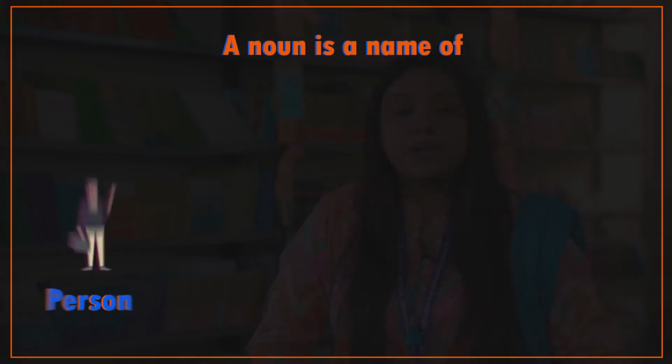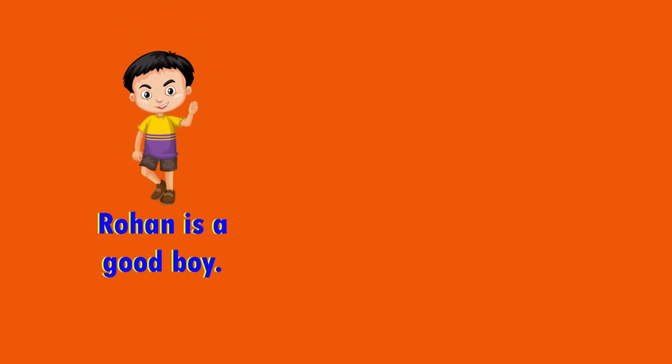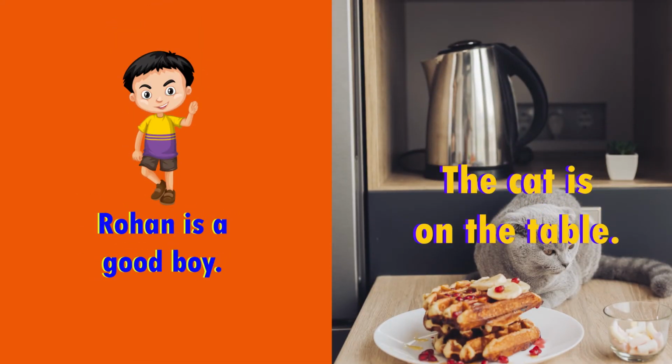We'll take a recap of nouns, that is, a noun is the name of a person, place, animal and a thing. Let's see few examples. Rohan is a good boy. The cat is on the table. In the above sentences, Rohan and cat are nouns.